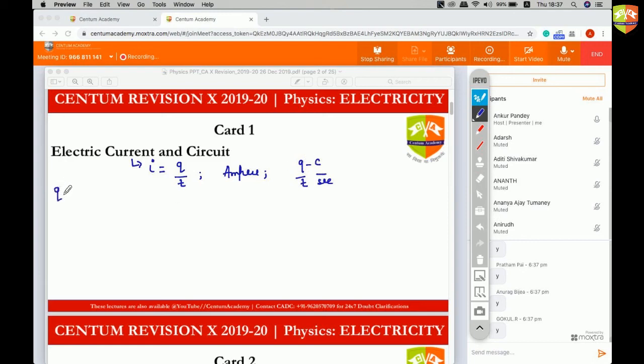Ohm's law may have a theoretical question, like how to verify Ohm's law. Then the factors on which the resistance of a conductor depends. Yes, there is a good possibility of a numerical from these two. Then combination of resistances: series, parallel, and more complex combinations of the same.